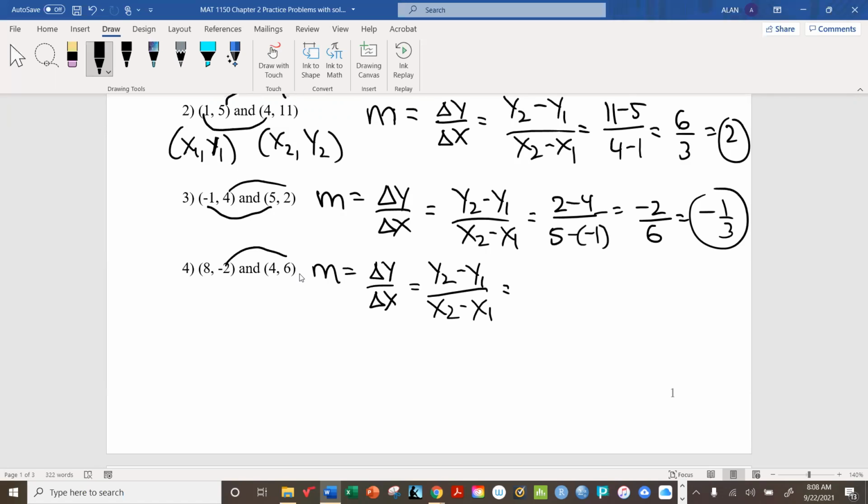All right, the difference in the y's, here it is. And here it is again, 6 minus minus 2, 4 minus 8. So we have 8 over minus 4, which is minus 2.